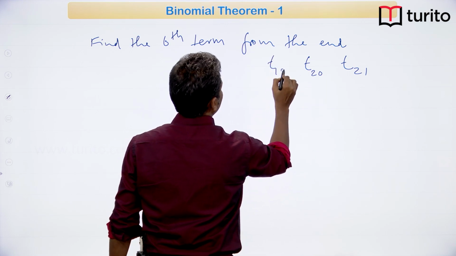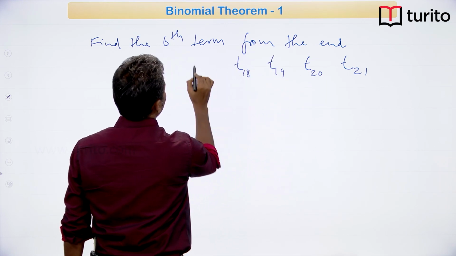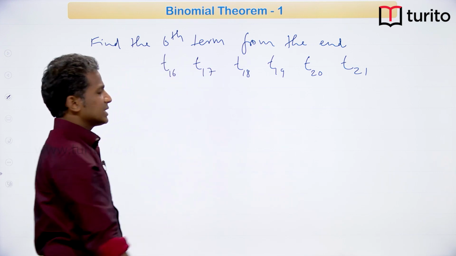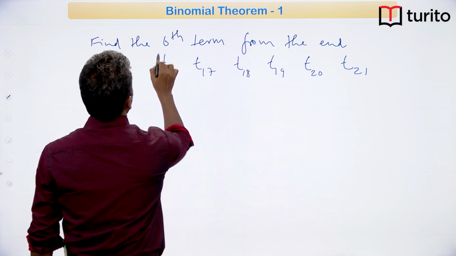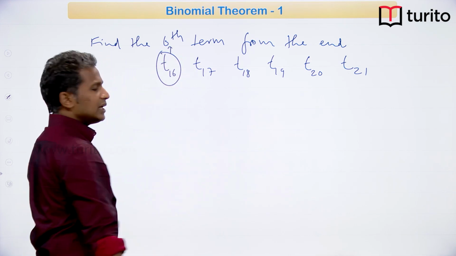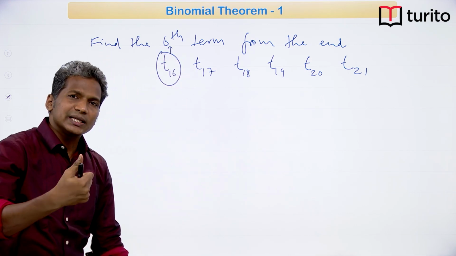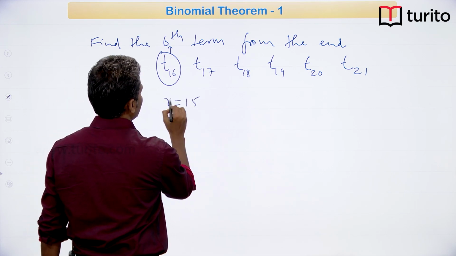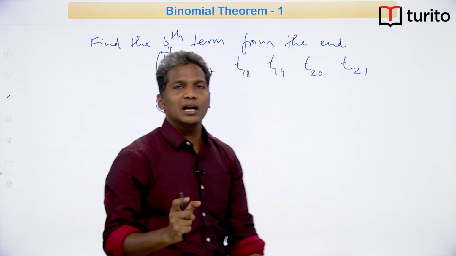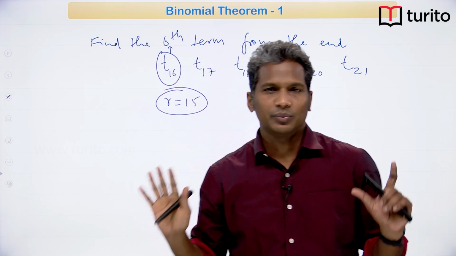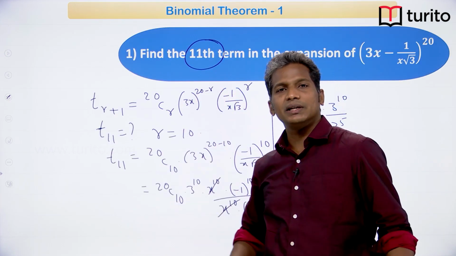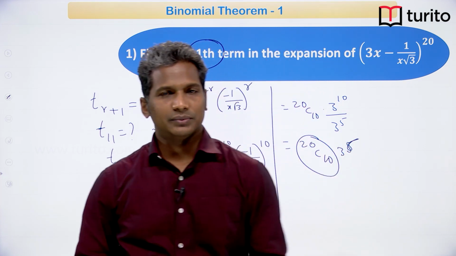Like this, if you go on, what will be the sixth term here? It is going to be T16. This is our sixth term from the end. So if we are interested in T16, our r must be 15. Once you crack r, you have solved 50% of the problem. So by substituting r equal to 15 here, you can calculate the required term.